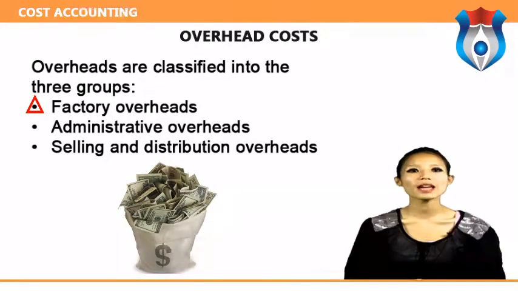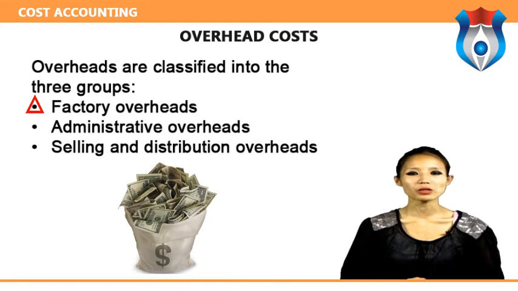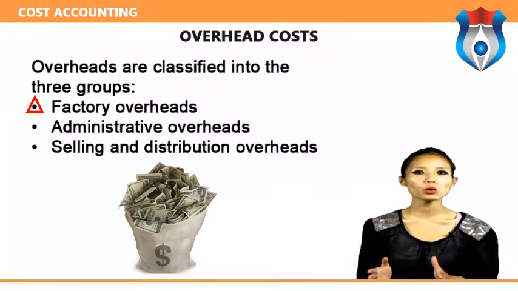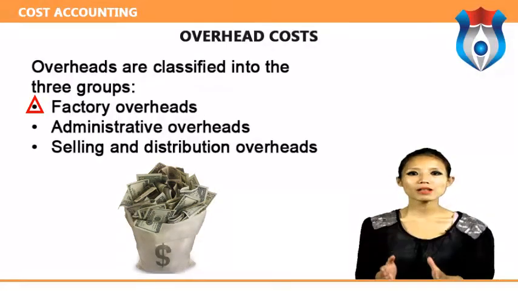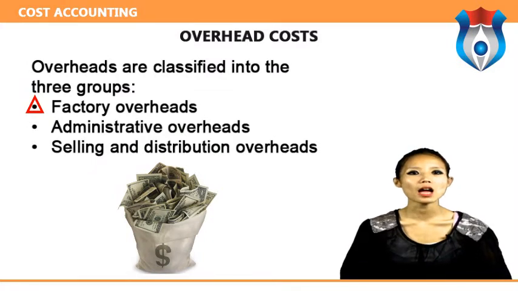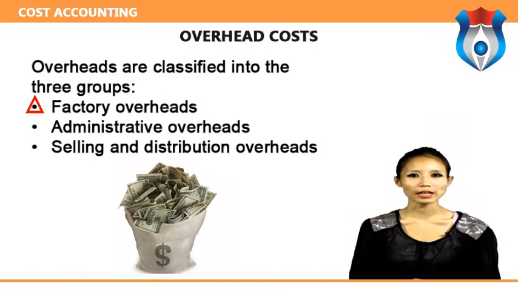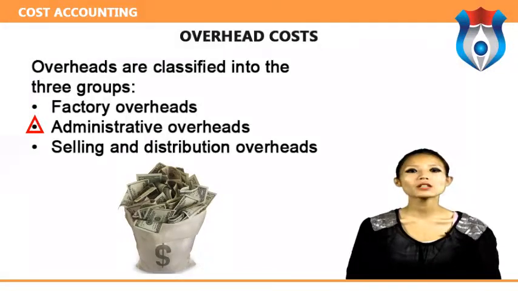Variable factory overheads vary directly with the volume of production. They include costs of fuel and power, costs of repair and maintenance, costs of normal idle time, of normal wastage and stillage, etc.